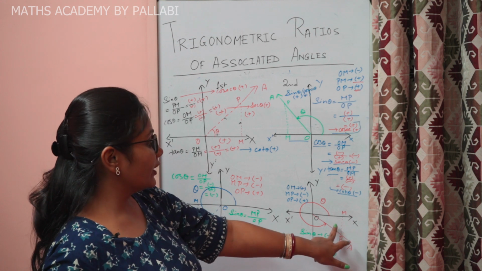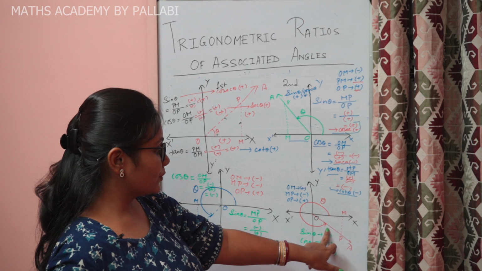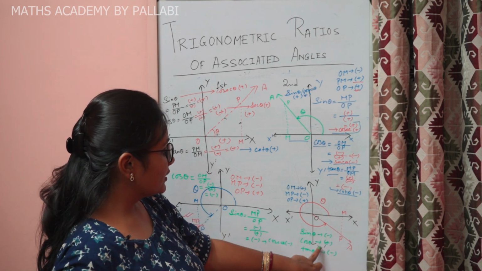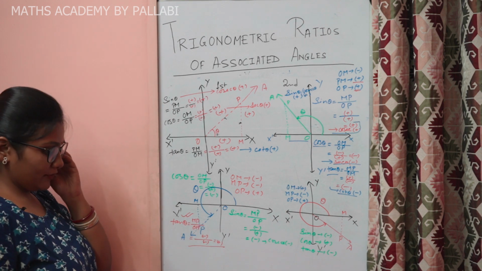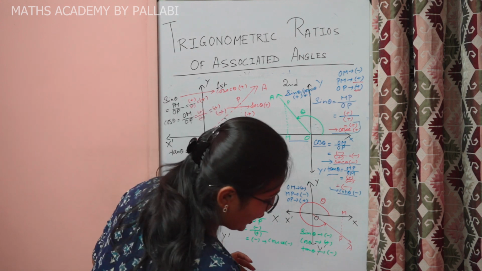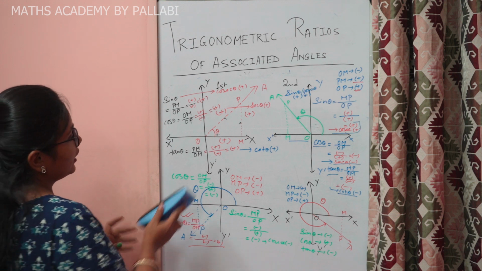So you can say that when OA lies in, or the final position of theta will be in the fourth quadrant, then your cos theta will be positive. This is a basic concept of trigonometric ratios. So from here, after compiling all the ratios, what can we conclude?